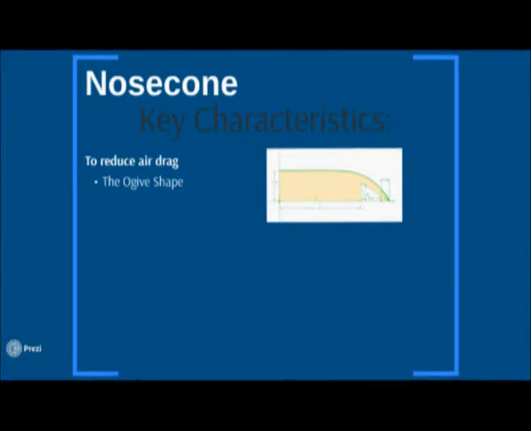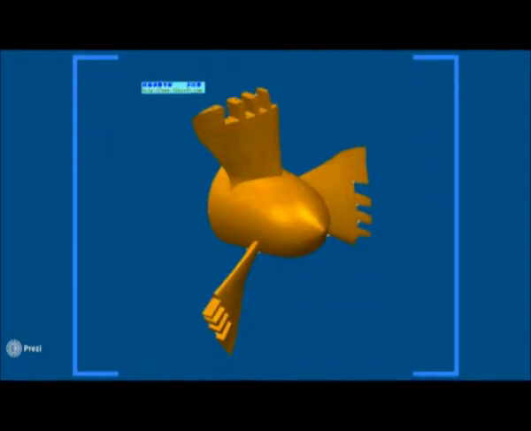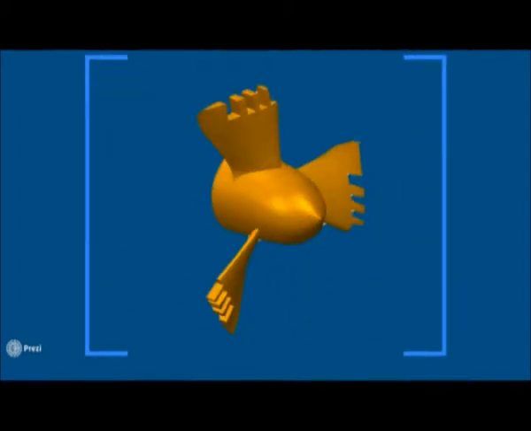An ogive nose cone was designed to reduce air drag, and its front part was made hollow to minimize the weight. In addition, the root part of the blade was merged with the nose cone, and the structure was made into one piece using 3D printing technique.